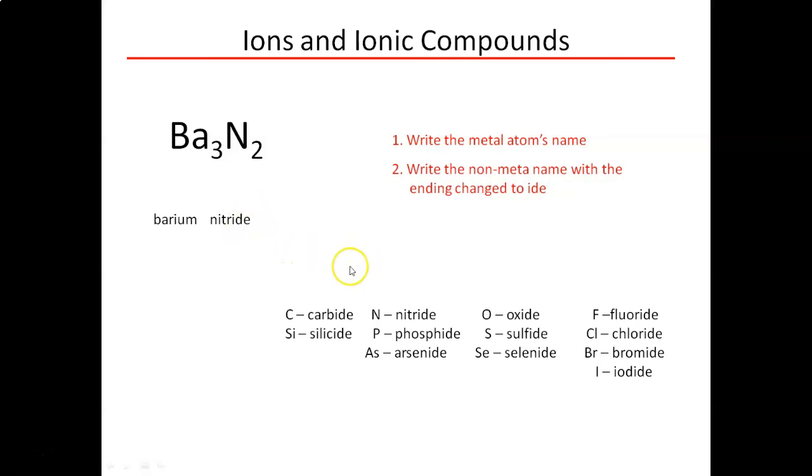So now what you'll do is practice a sheet and apply this. Remember, when you're naming, it's metal name first, non-metal name second with the IDE ending. Here's our list of our endings. And when you're doing the formulas, you're going to crisscross. And so the number will come down, the charge, you don't bring the charge, and reduce.